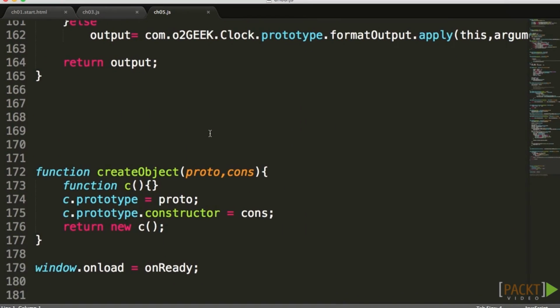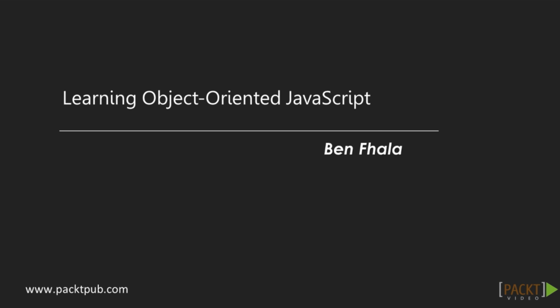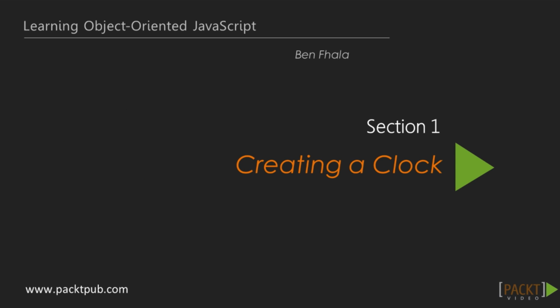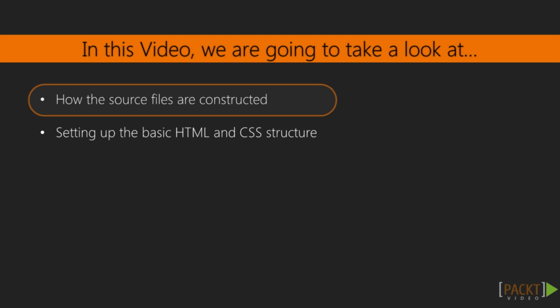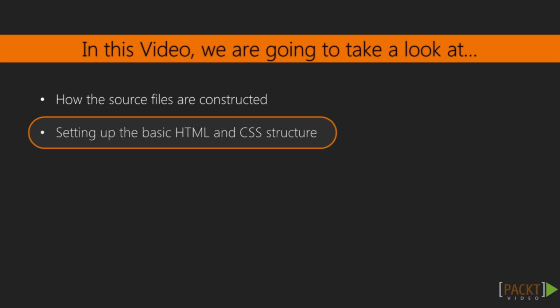So let's get started. Welcome to Chapter 1, which will be dedicated to creating a digital clock. In this lesson, we're going to set up our expectations by looking at our source files and how they're constructed. And we're also going to set up our first HTML and CSS that we're going to be using throughout the next chapter. So let's jump right into it.